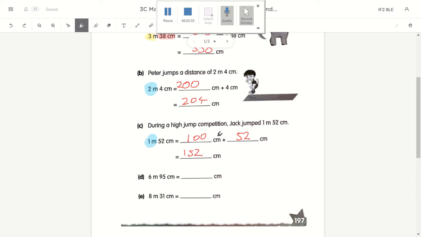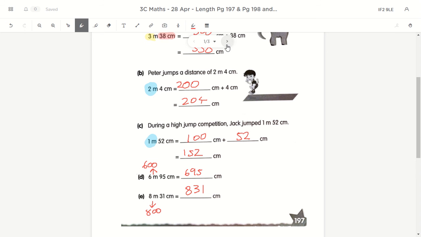Alright, so for the next one, same thing. Convert the meter first. 6 meters is 600 cm. So 600 plus 95, 695. Similarly, convert the 8 meters to 800. So 800 plus 31, 831. Quite straightforward for this page. Let's go to the next page.